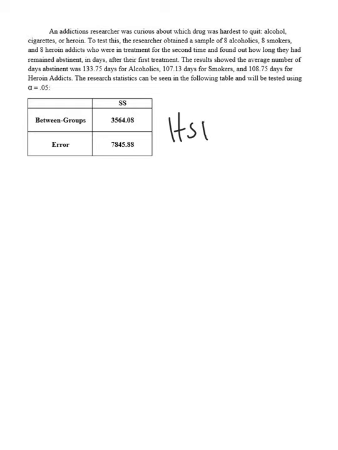So how I do that is, again, I'm going to come up here and I'm going to put HSD equals 24.3627, so we can remember that. Now again, here's our means, and I shouldn't be scratching them out, I should be highlighting them for us. So 133.75 for alcoholics, 107.13 for smokers, 108.75 for heroin addicts.